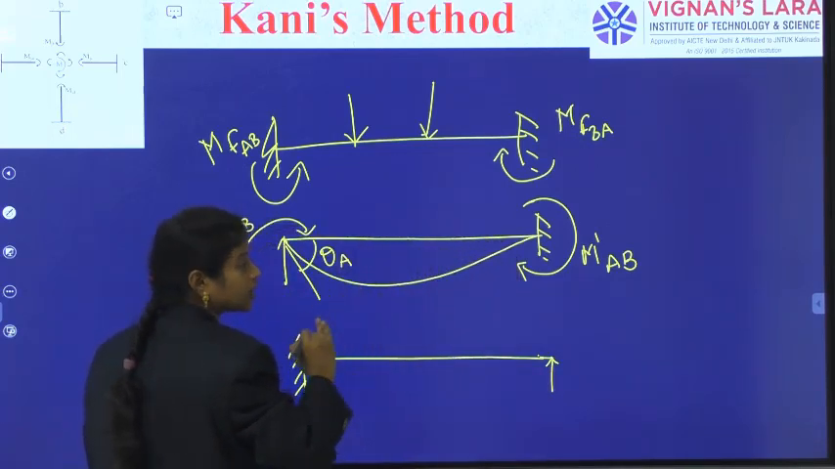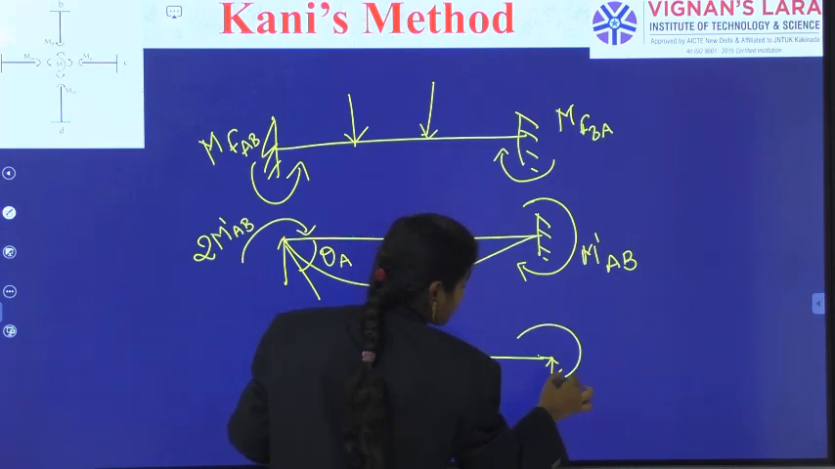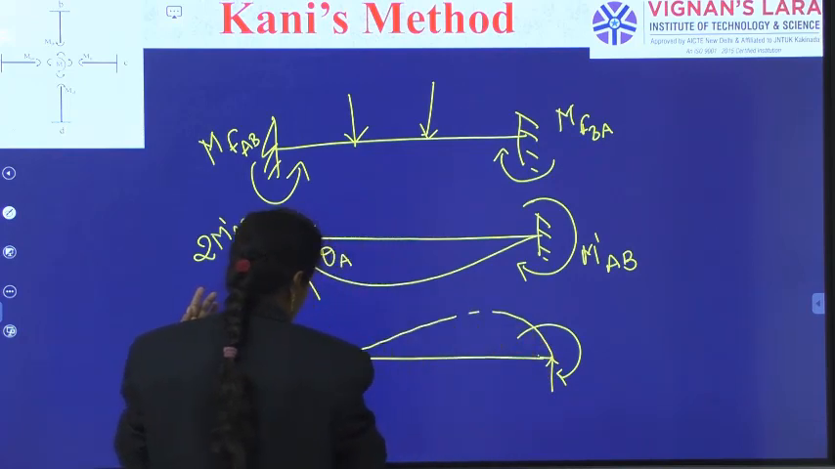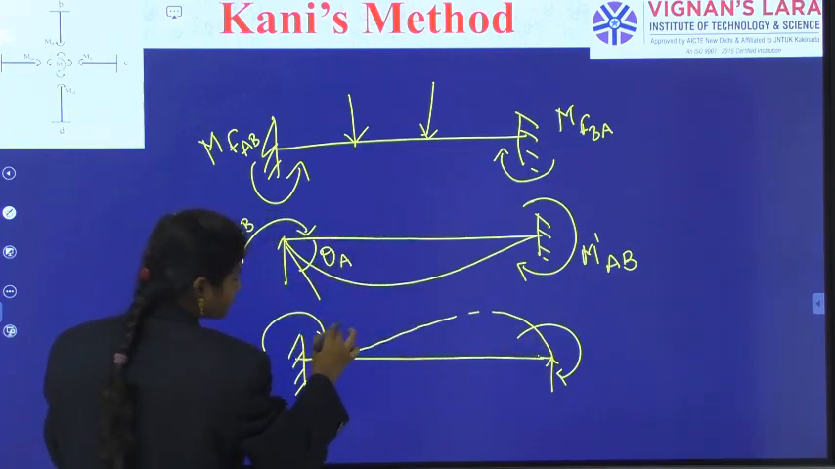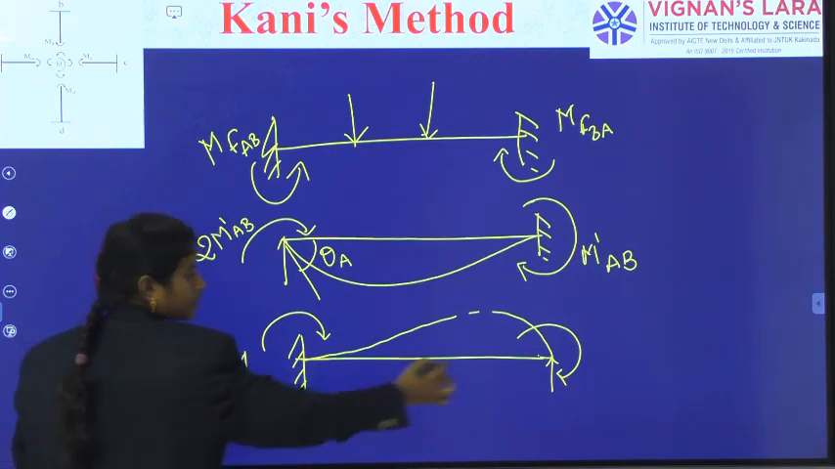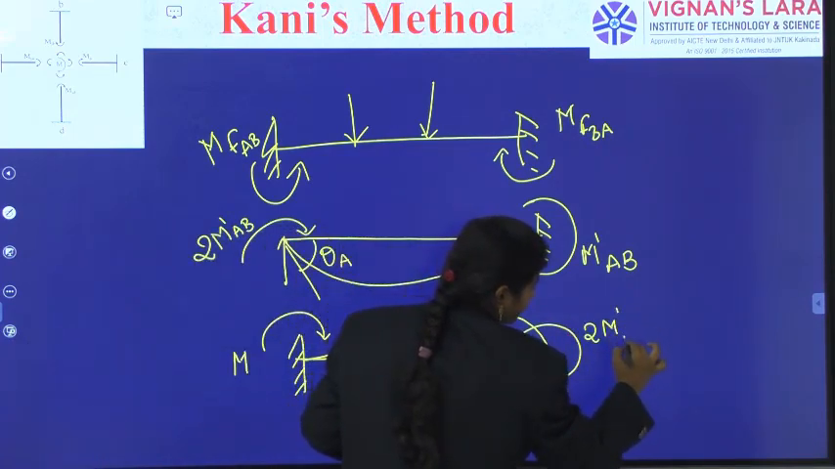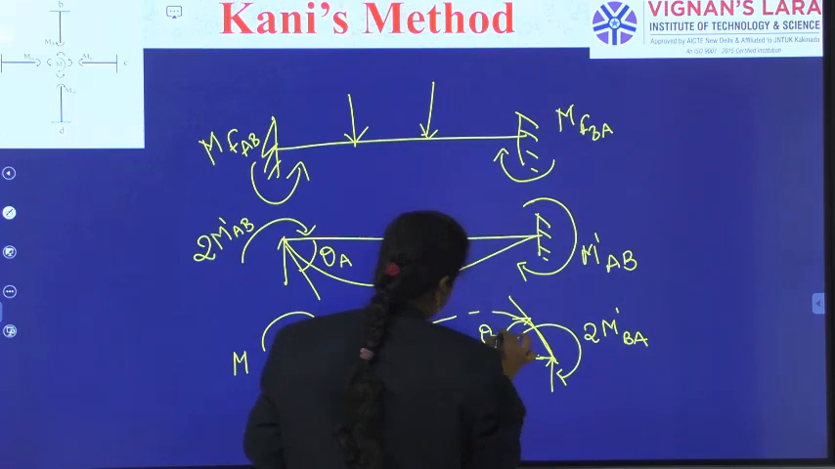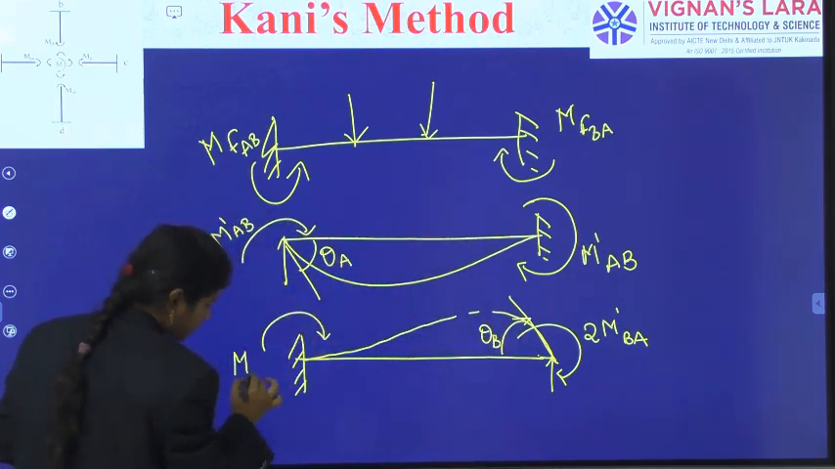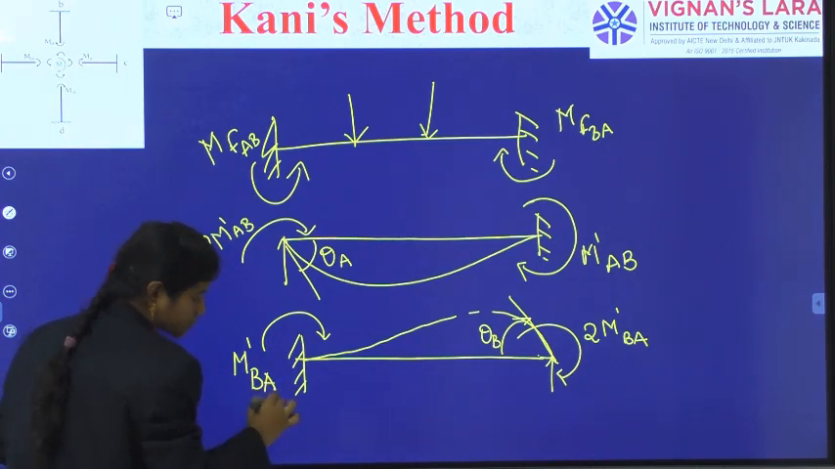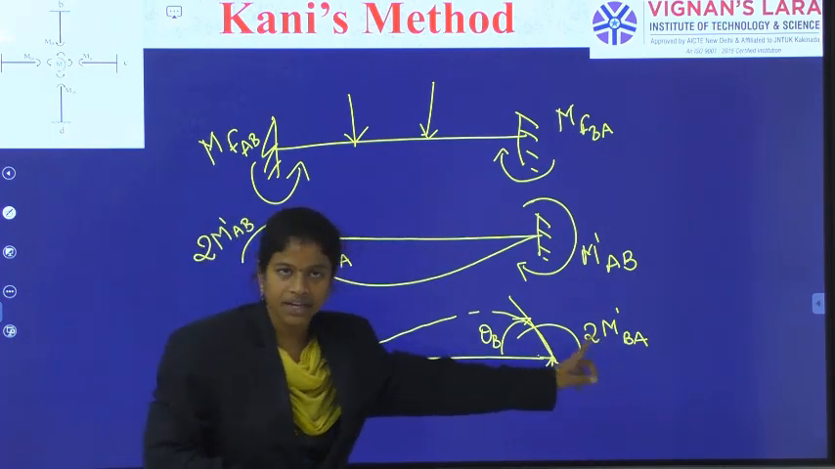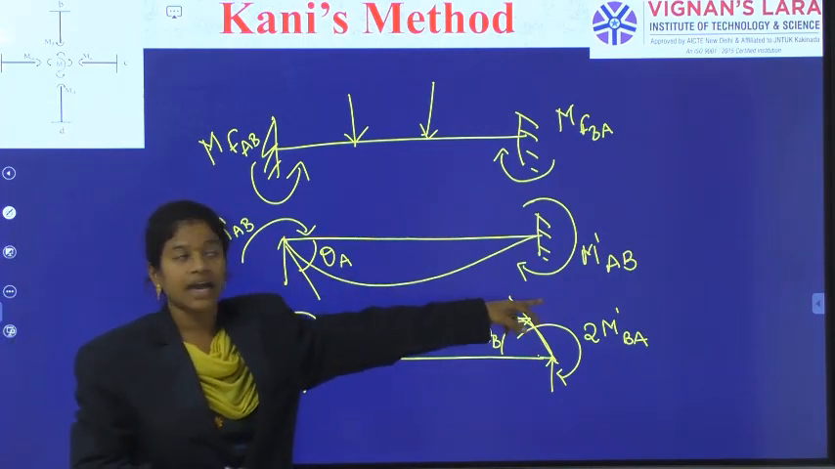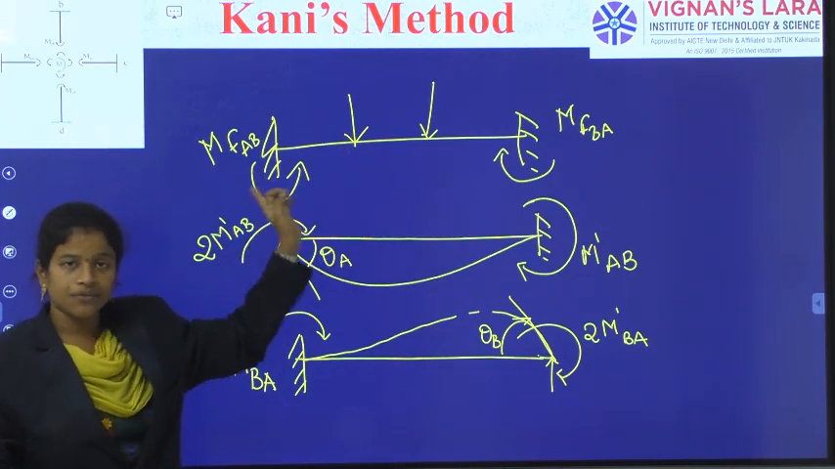and due to the rotation at B, this member has induced a moment, 2 times m dash BA, and we have observed the angle as theta B, and this one is theta A, and here 2 times m dash BA. Due to the application of 2 times m dash BA, a clockwise moment is generated. Due to the application of 2 times m dash AB, it is calculated. And due to the application of the loadings, MFAB and MFBA are calculated.